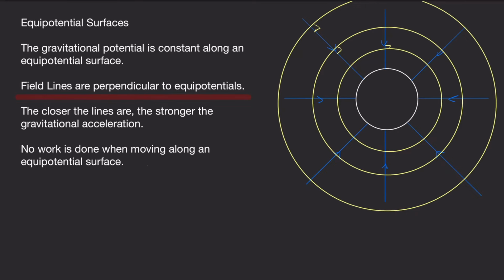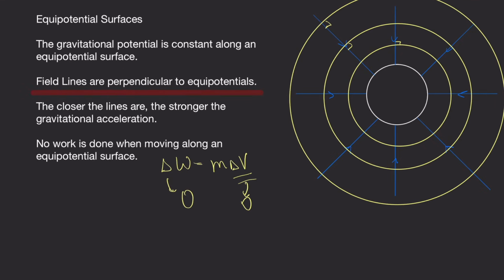This is also illustrated by the equation that delta W is going to be equal to m delta V. So if the change in gravitational potential is equal to 0, then this here will also be equal to 0, the work done.